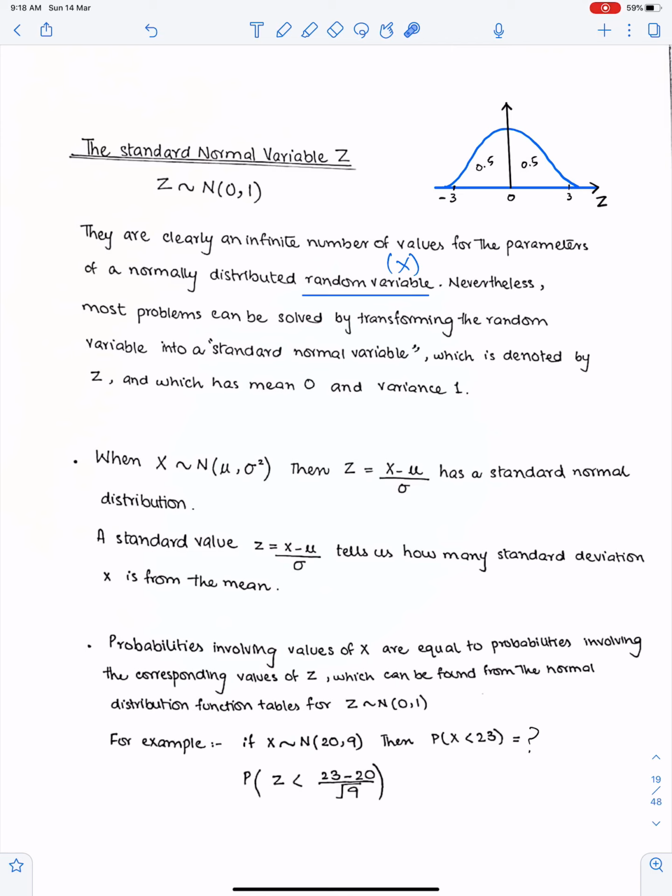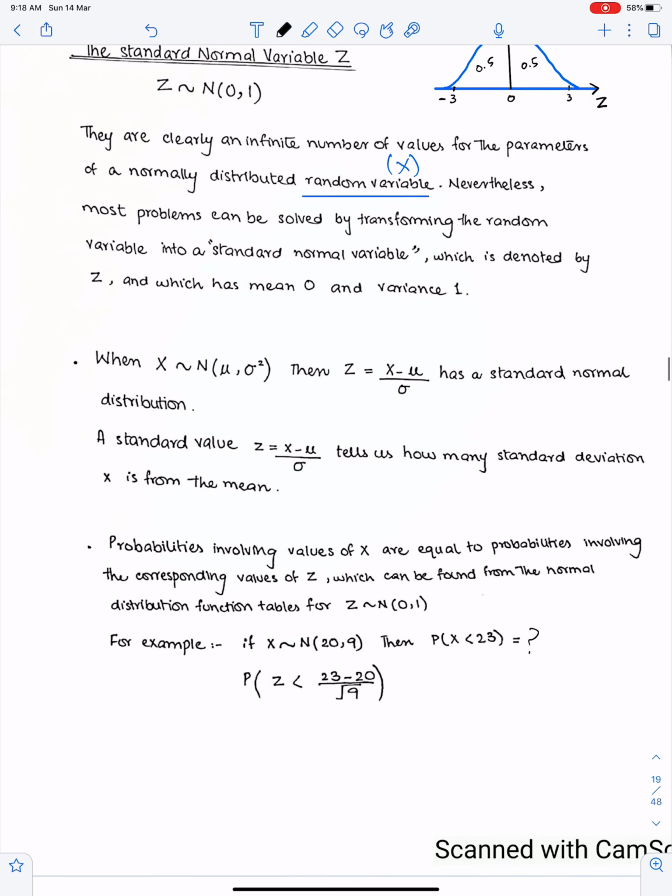So 23 minus 20 is 3. 3 upon 3 is 1. So this is very simple. So this will become z less than 1. And this will become phi of 1. And I told you I will discuss this later in this lecture.